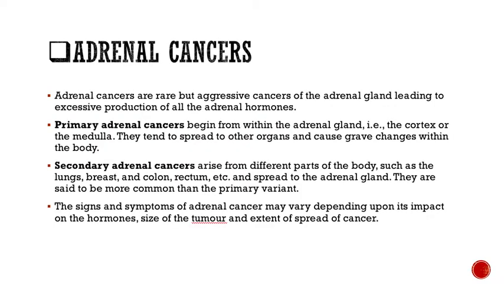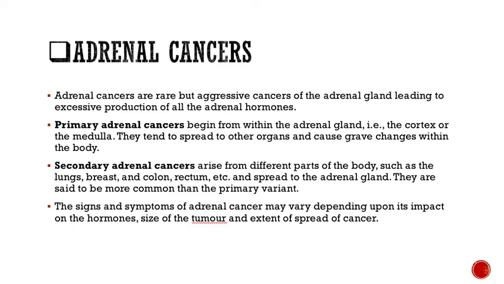Now let's talk about adrenal cancers. Adrenal cancers are rare but aggressive cancers of the adrenal gland, leading to excessive production of all the adrenal hormones. So, primary adrenal cancers begin from within the adrenal gland, that is, the cortex or the medulla itself. They tend to spread to other organs and cause grave changes within the body.